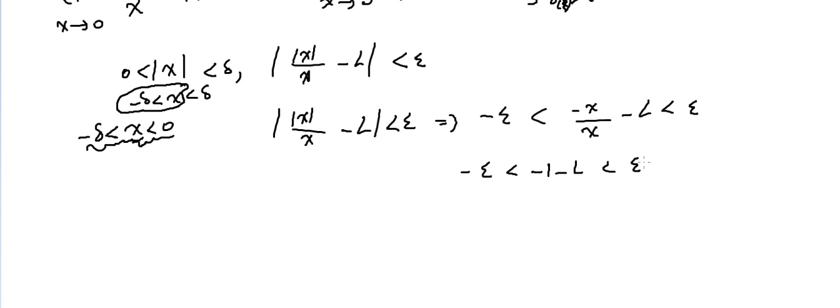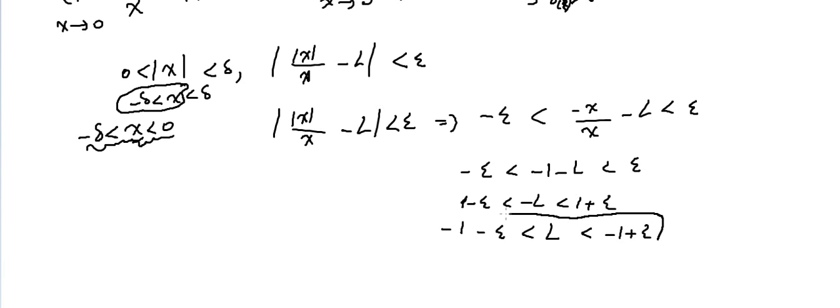This means let's find L. This means we add 1 to all sides. 1 minus epsilon is less than minus L, less than 1 plus epsilon. We multiply with minus, so minus 1 minus epsilon is less than L, which is less than minus 1 plus epsilon, right? We multiplied all sides with minus, and we converted the inequality.